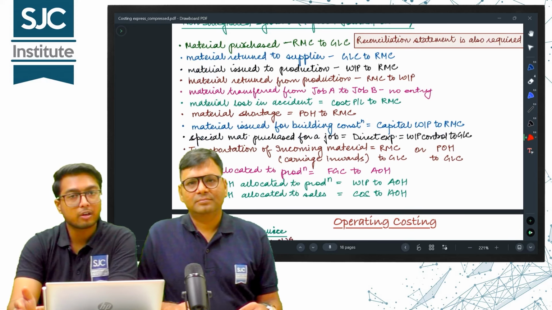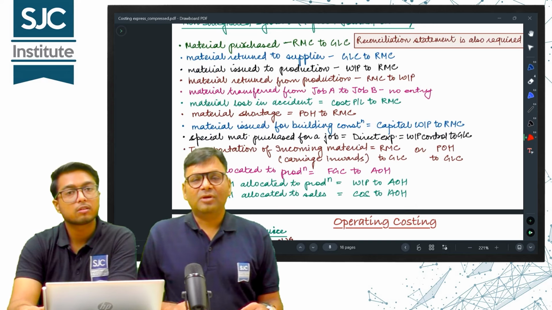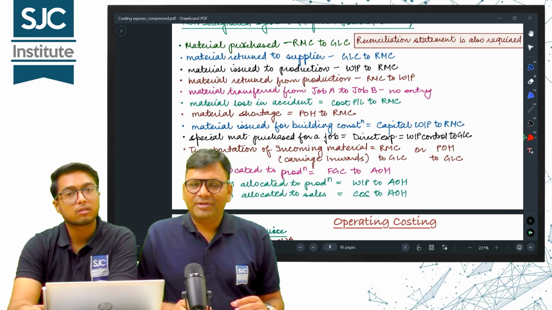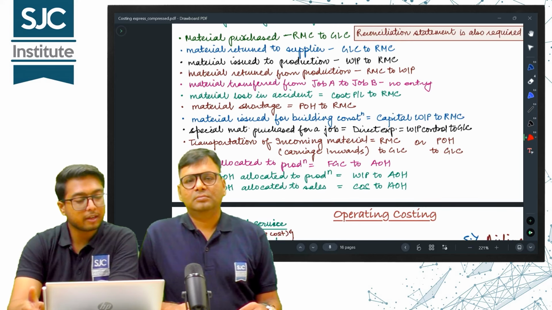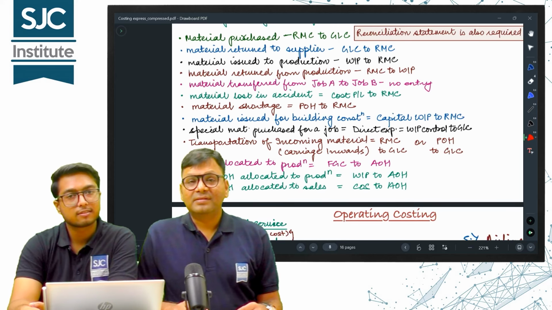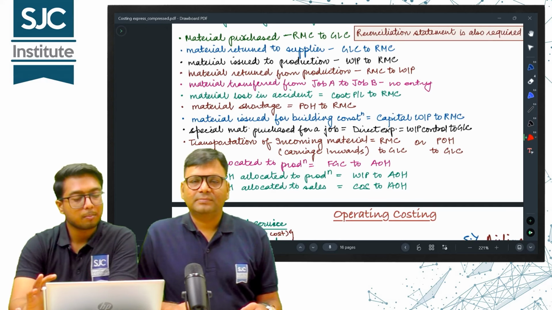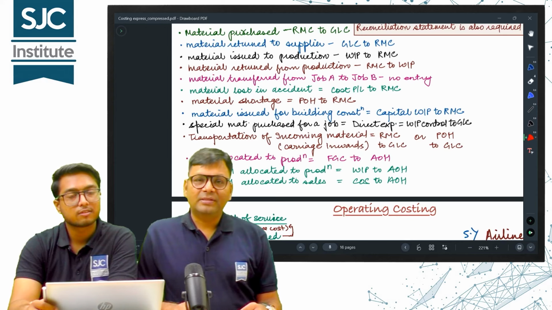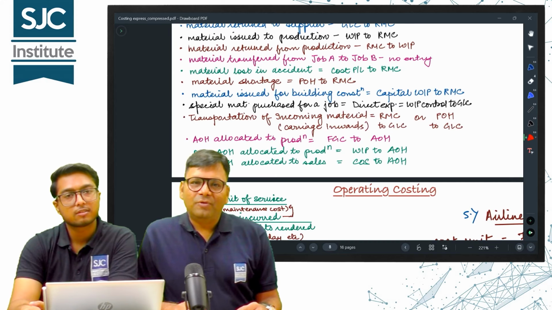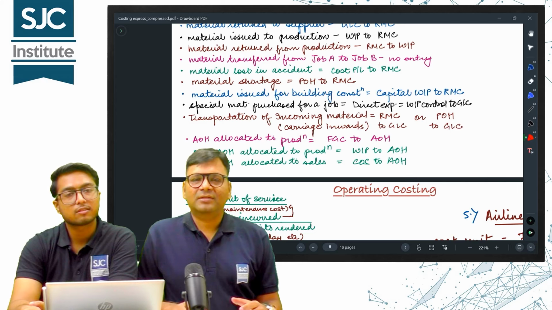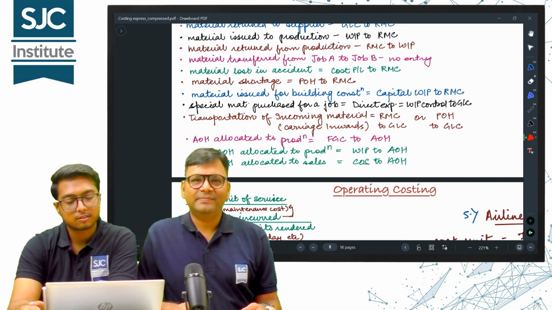Material transferred from job A to job B. Since this is not affecting 2 control accounts, it will not be treated as an entry here. We can just write a note. Material lost in accident. Since accidents are abnormal, we will say costing PL to RMC. Material shortage. Shortages are normal, so it will be factory overhead to RMC. Material issued for building construction. Going for building construction, so asset construction or capital WIP debit to RMC.